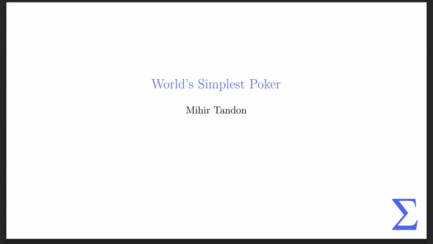I'm a freshman studying computer engineering, and today we're going to talk about world's simplest poker.